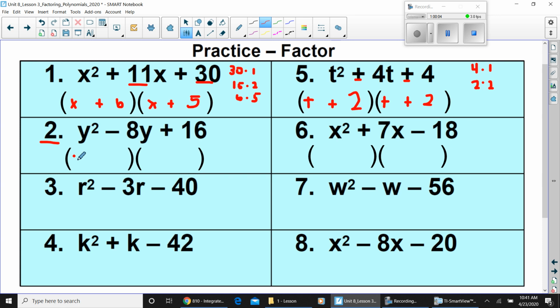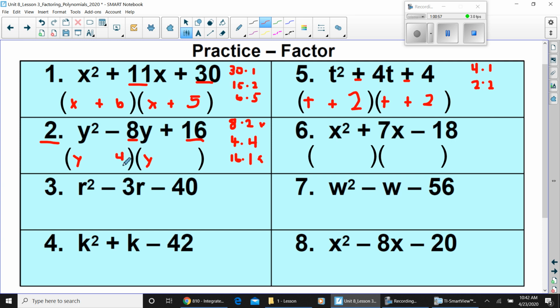Okay, hopefully you put y and y for number 2. You're going to think about 2 numbers that multiply to 16: 8 and 2, 4 and 4, and 16 and 1. So now you're going to shift your eyes to 8. 16 and 1 can't make 8. 4 and 4 can make 8, 4 plus 4. 8 and 2, 8 minus 2 is 6, 8 plus 2 is 10, so it has to be 4 and 4.